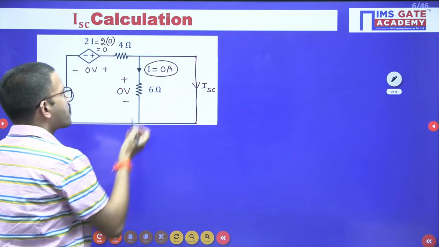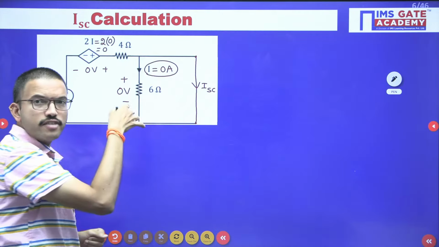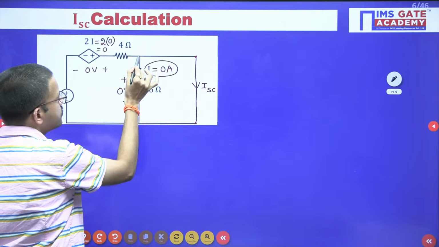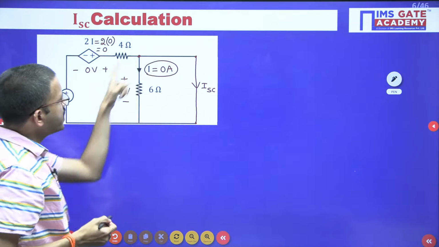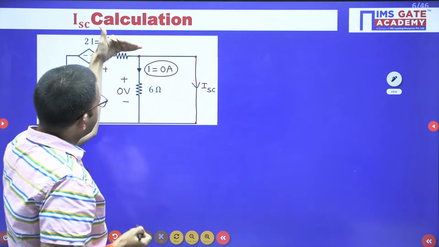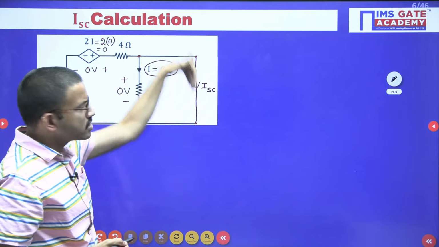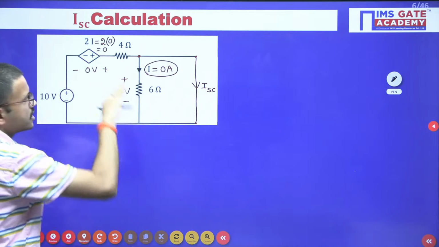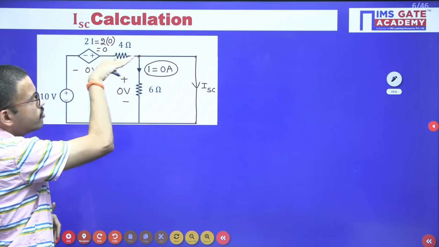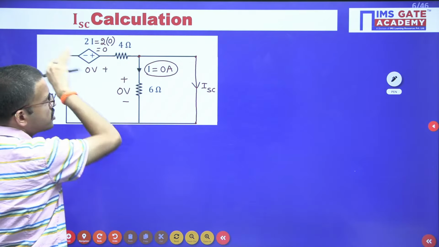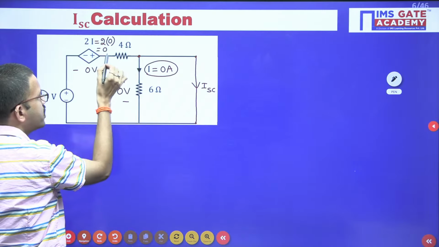Right. Now, since in this branch there is no current flowing, if you apply KCL at this particular node, from this node in this branch short circuit current is flowing, so that means the same short circuit current should flow like this, correct? Same short circuit current should flow like this. Okay, yes or no?